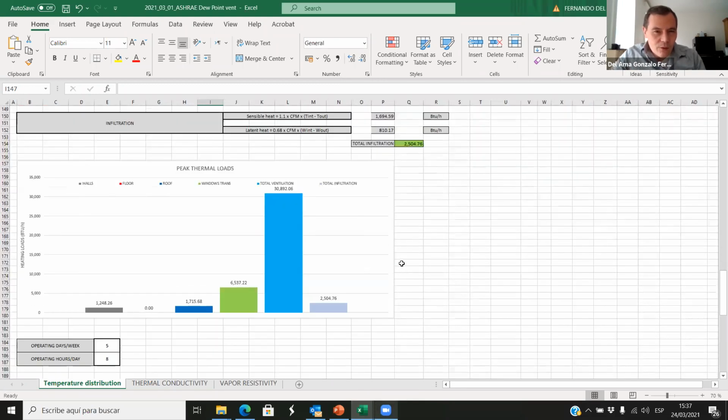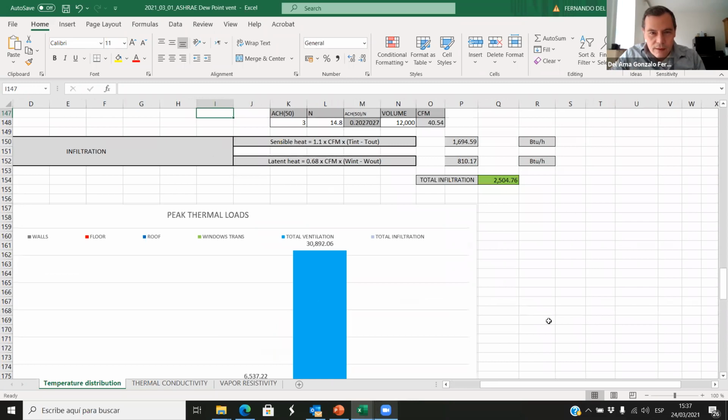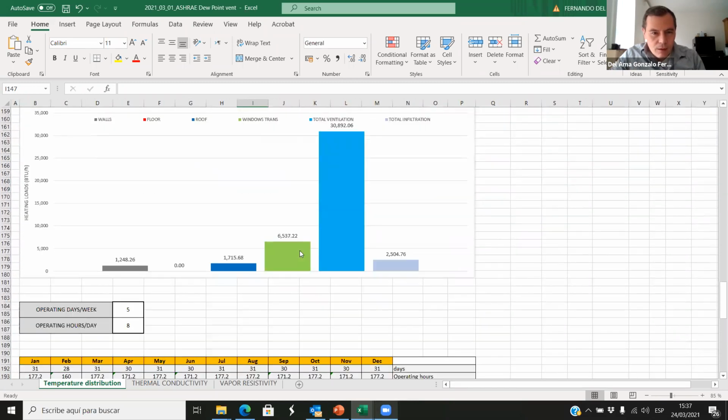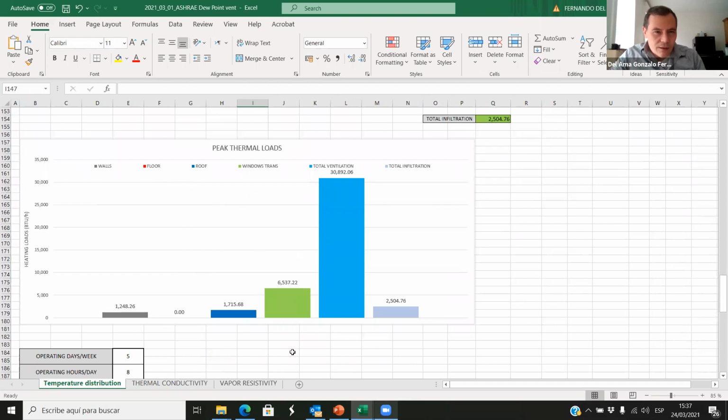Okay, so when we are looking at these elements, here we are comparing the thermal loads that we have because of the wall, because of the floor, because of the roof, because of the window, and the total ventilation and the total infiltration. Okay, so that's a good option because the ventilation is much more than the infiltration. Well, if we are looking at this, this is the first thing that we have to address. Okay, we have the total ventilation here. So what can I do?